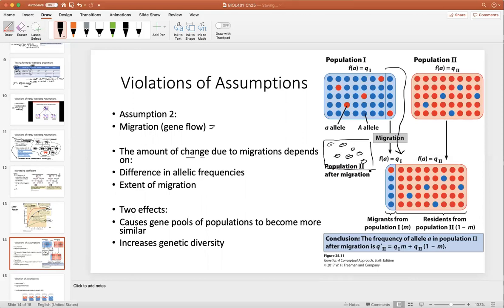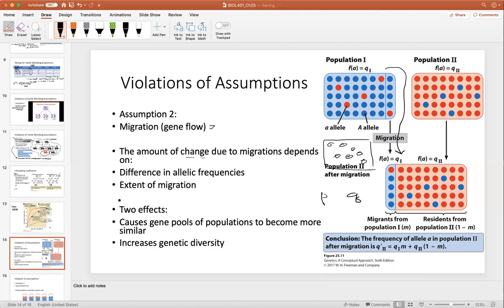And then some of these individuals moved over. You could imagine that that would change our P and our Q. It would change our frequencies, wouldn't it? So migration can cause populations to change over time. And of course, population change over time is what evolution is.